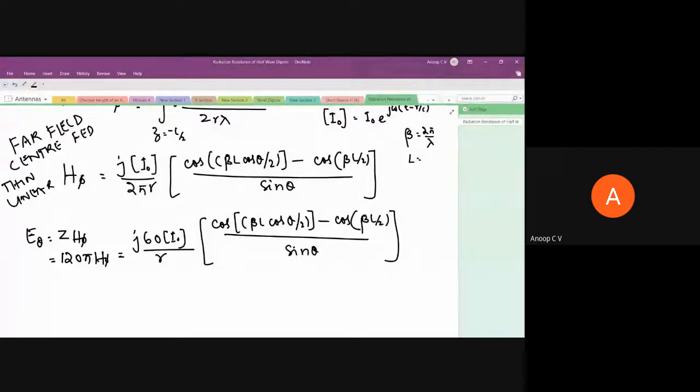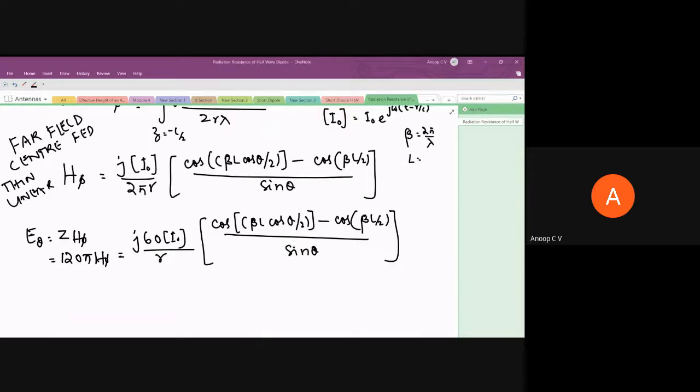If you are asked only to derive the general field pattern, you can derive only this much. If the question is specifically about a lambda by 2 antenna or 3 lambda by 4 antenna, substitute L equal to whatever value in the final expression. Please don't substitute that in the integration from minus L by 2 to L by 2. Make the substitution in the final result, otherwise you are going to get confused. Whatever be the required L, you substitute that, that's it.